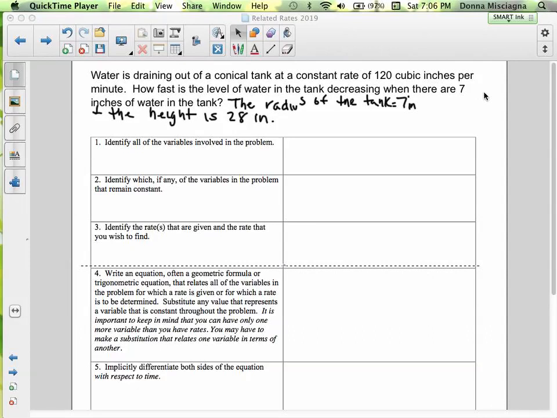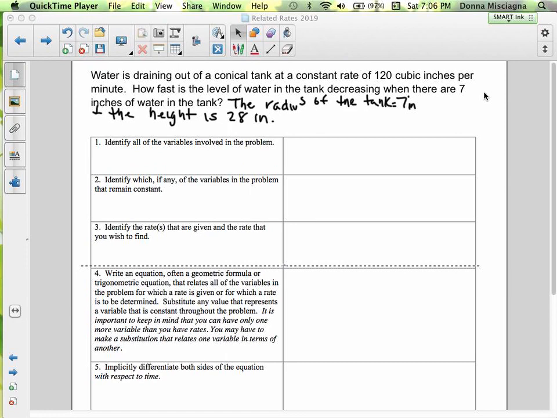Alright, let's solve this problem. Water is draining out of a conical tank at a constant rate of 120 cubic inches per minute. How fast is the level of water in the tank decreasing when there are 7 inches of water in the tank? The radius of the tank equals 7 inches and the height is 28 inches.